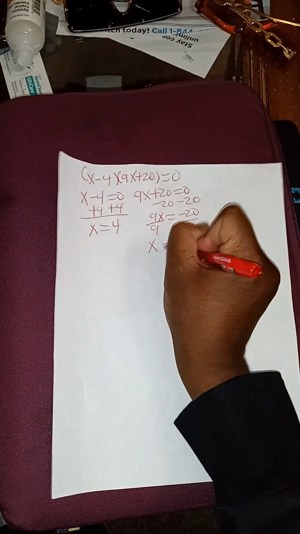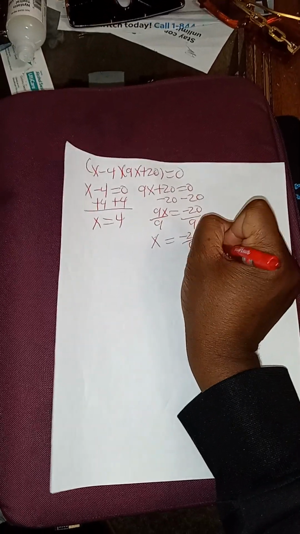So we want to add 4 to both sides here. And we get x is equal to 4. And subtract 20 from both sides. 9x is equal to negative 20. And then divide by 9. x is equal to negative 20 over 9.